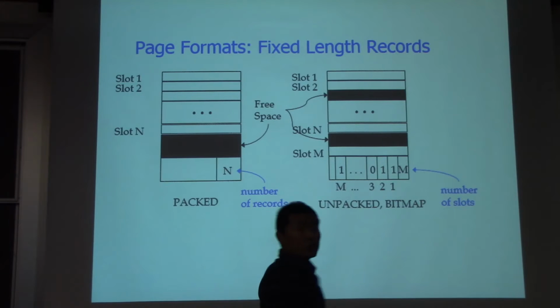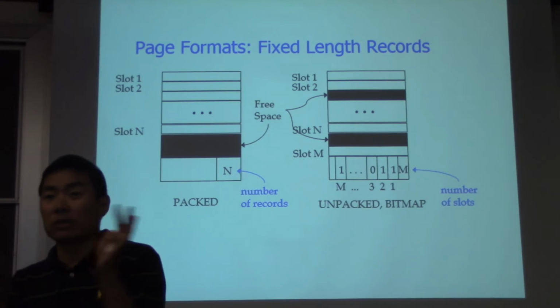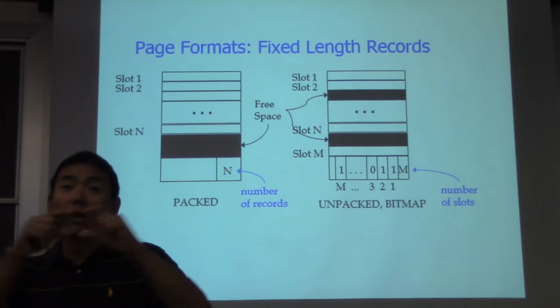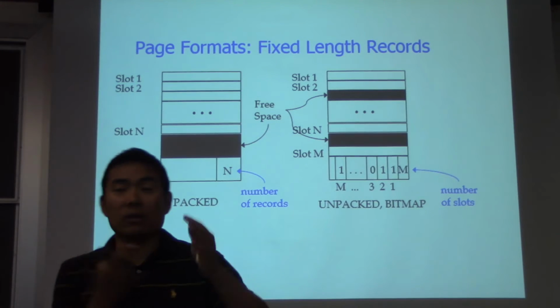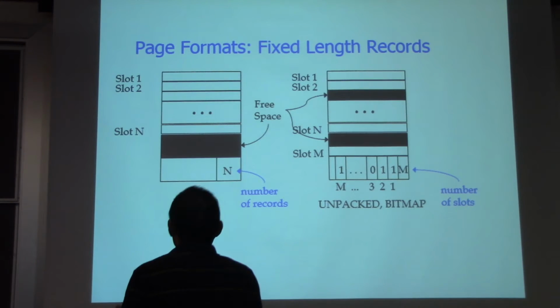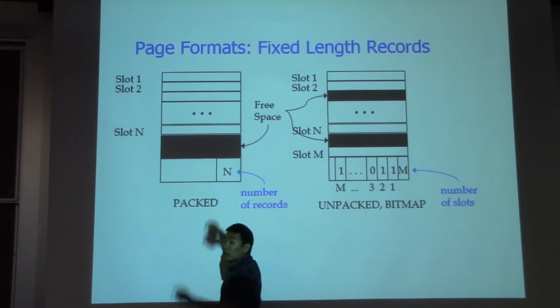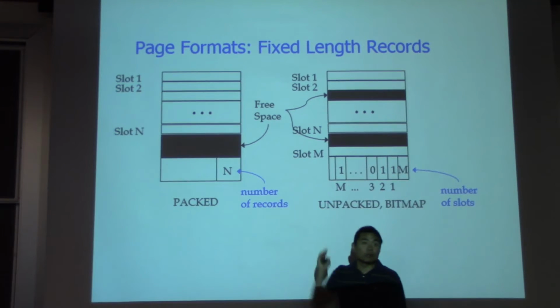But the downside of this approach is if you do deletion, you have to do this packing operation all the time to make sure there are no holes left between two records. But the plus side is the overhead is small. You just need one number to figure out the entire structure of the page.